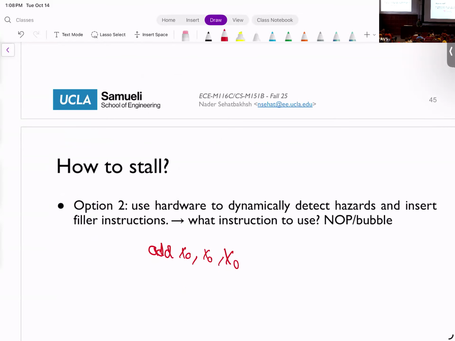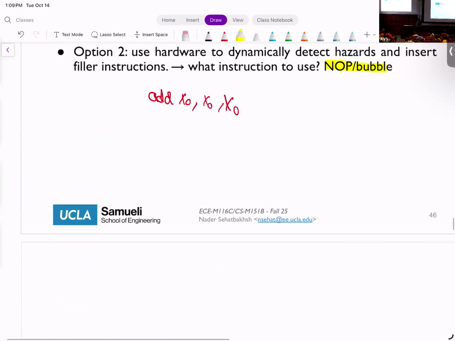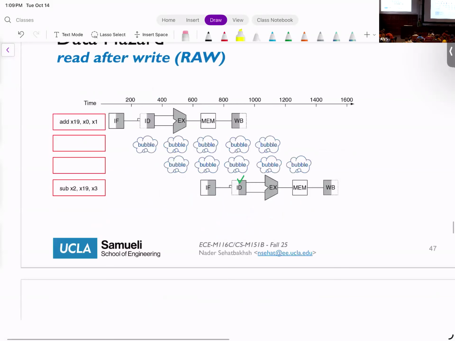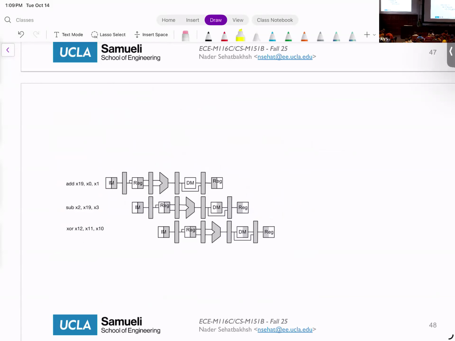Okay. So this is usually what we call a no-op or a bubble. Some people call it a bubble. So you insert the bubble into your pipeline. Bubble means that you're doing nothing, basically. So it looks kind of like this, right? I see that instruction, I insert some bubbles, some no-op instructions, and then eventually I get to the instruction that I want.